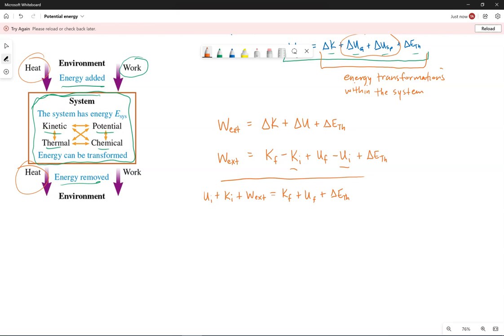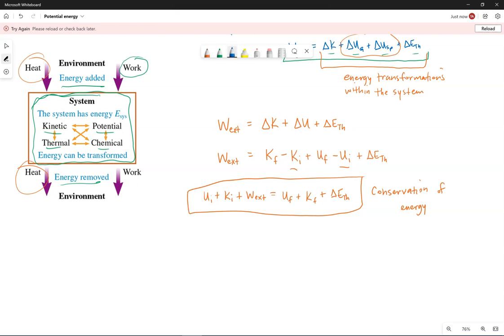The order of adding doesn't matter. I wasn't consistent. I guess that's going to kind of bug me, so let me fix that: U final plus K final. This is our equation that represents conservation of energy. Energy conservation means energy is always there. So we don't create new energy, we don't lose energy, it is always in existence. It is just changing from one form to another.